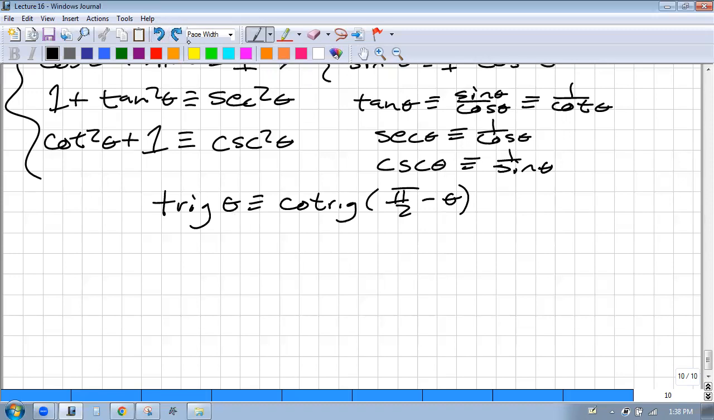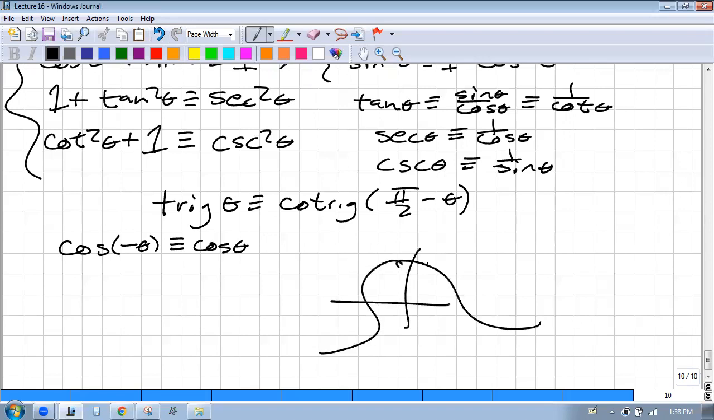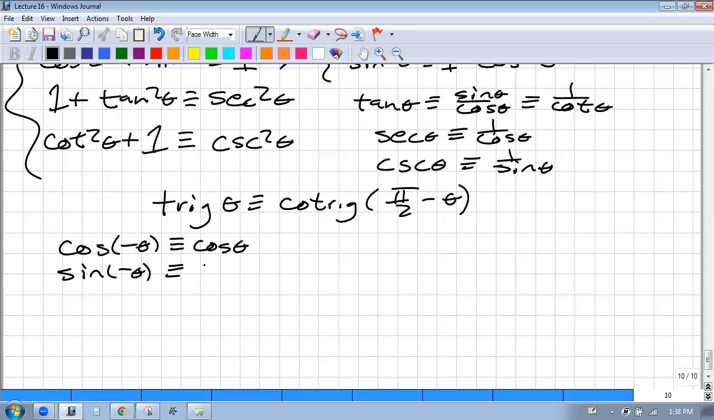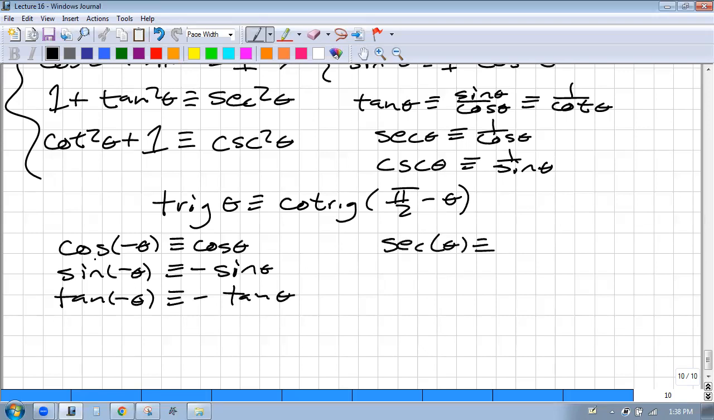We also had even odd identities. We know that cosine of negative theta is always just cosine theta, right? Remember, cosine looks like this. The right side looks just like the left side. And we knew that sine was odd. We knew that tangent was odd. And let's see, we know that secant is 1 over cosine. Cosine's even, so secant is even.